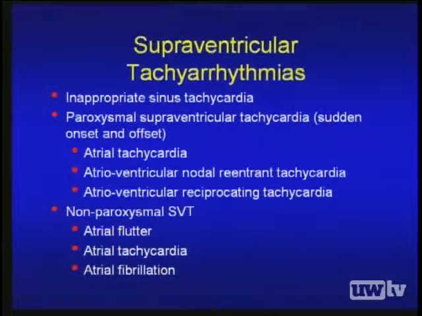The paroxysmal supraventricular tachycardias are those that, by symptoms that the patient reports, are described as having a sudden onset and a sudden termination. Really, there are only three rhythms that make up the bulk of a PSVT: the atrial tachycardias, the atrioventricular nodal reentrant tachycardia, and the other major reentrant tachycardia, one that goes by the mouthful term of atrioventricular reciprocating tachycardia. That's the one that uses an accessory bypass pathway.